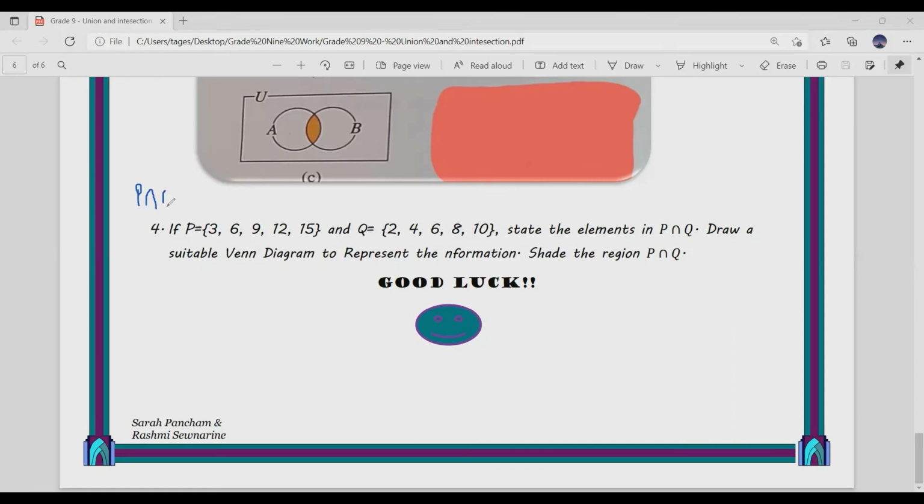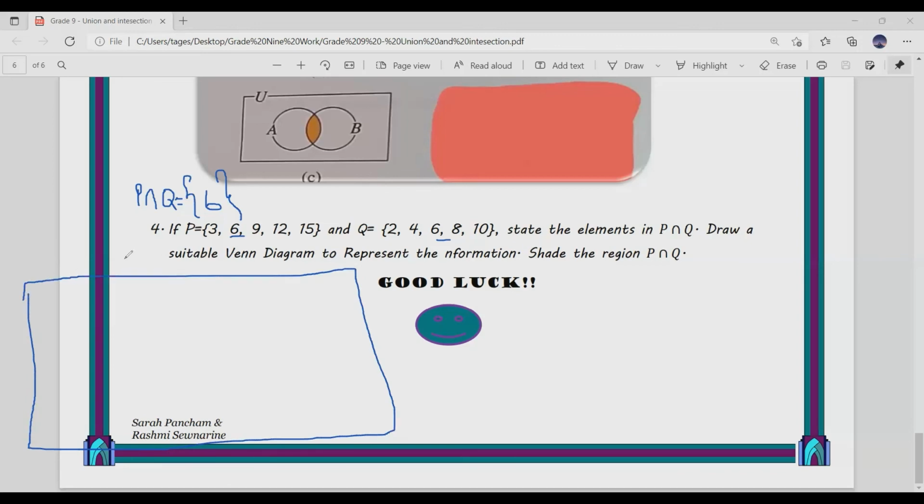P intersect Q. Well, we know that that is whatever is common in P and Q. So we have 3, no 3 over here. We have 6 here. Yes, we have 6 here. 8 and 10 remaining, we don't have 8 and 10 here. So P intersect Q is just going to be 6. Now draw a suitable Venn diagram to represent the information. So we'll draw our Venn diagram here.